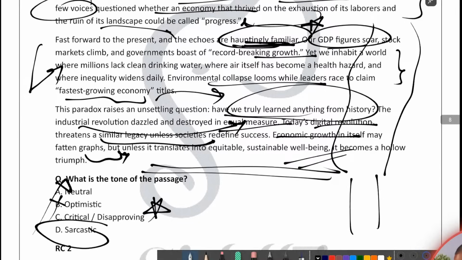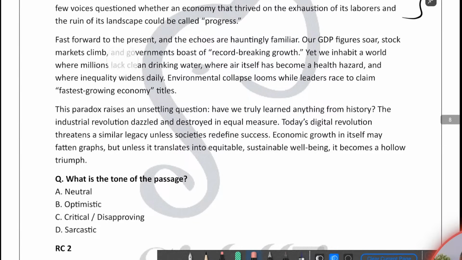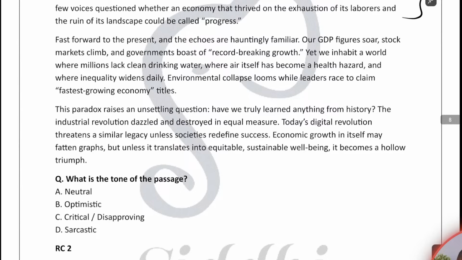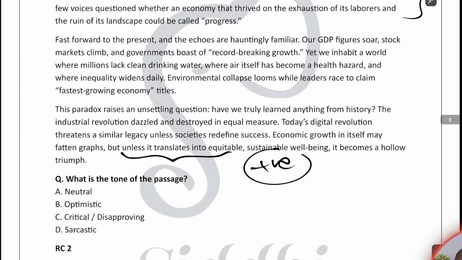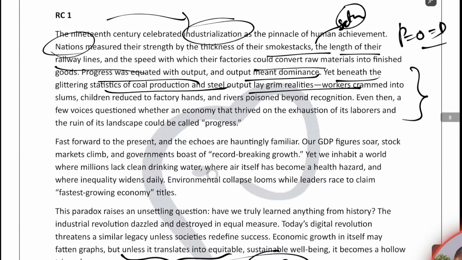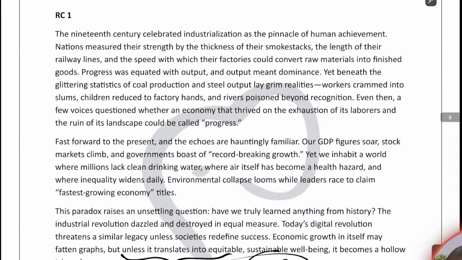So I would prefer the answer choice of sarcastic rather than critical, because in critical you will completely complain but you will not give any positive statements. It's a 50-50 between critical and sarcastic, and at the end I will go towards sarcastic because there are certain words. For example, let us say the government is boasting of growth, but there are a lot of problems.